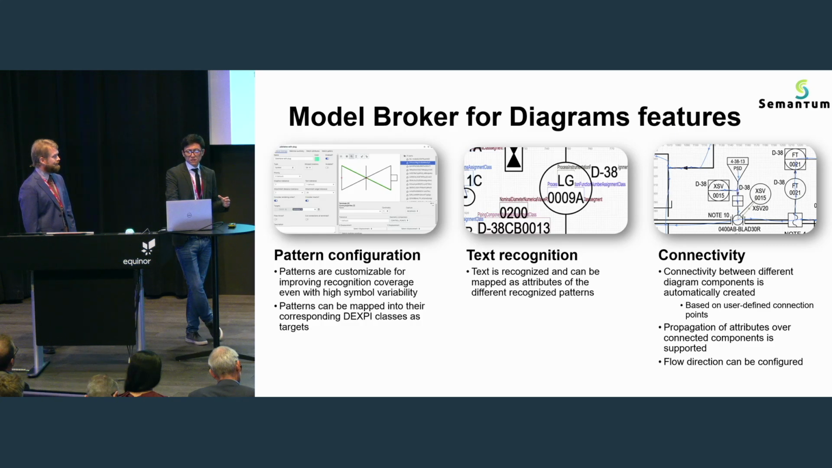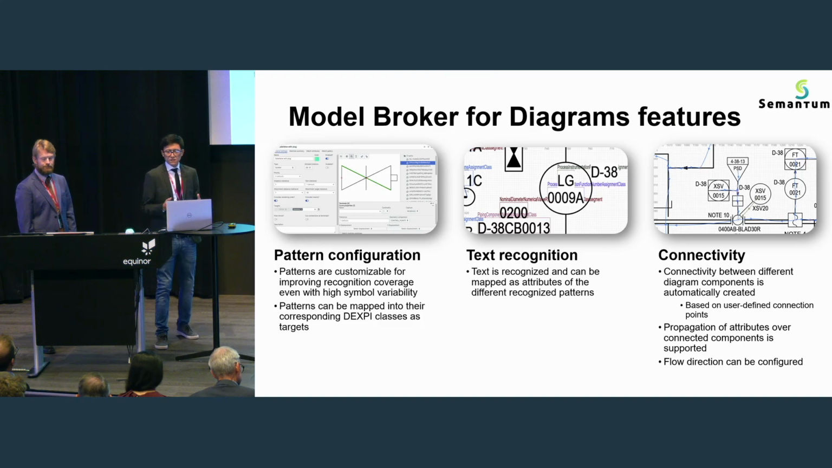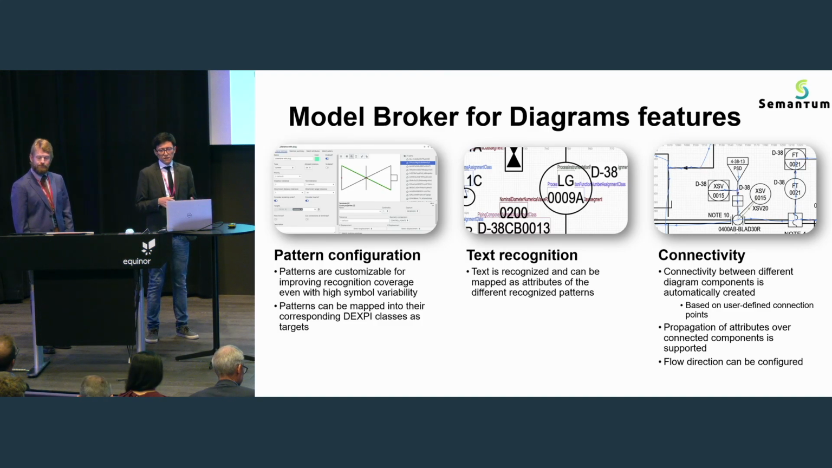So now the demo will show some features of this model broker for diagrams, how we are actually digitizing these diagrams. We first configure these patterns. We have graphical primitives present in these diagrams. We configure them. We tell, for example, where exactly we want these symbols to be connected to pipelines or to signal lines or to other elements. And then we also map them into the corresponding DEXPI class.